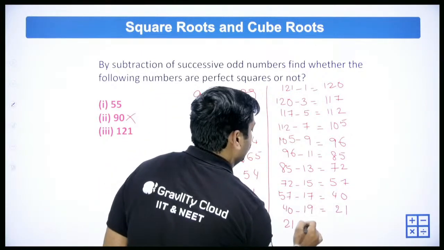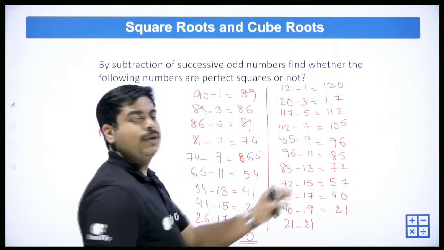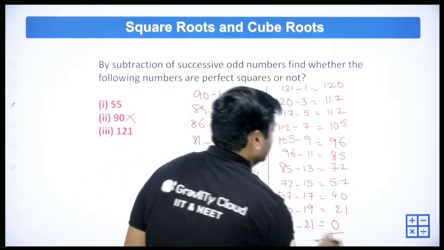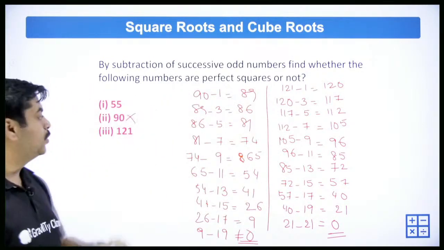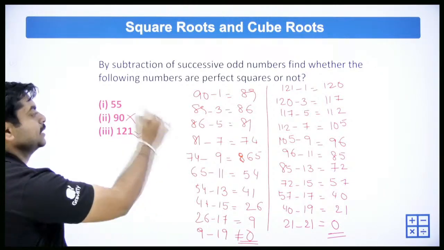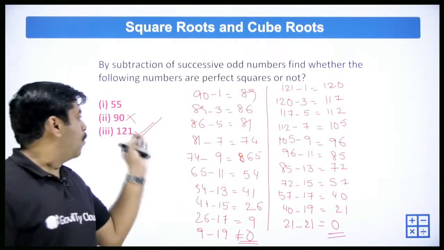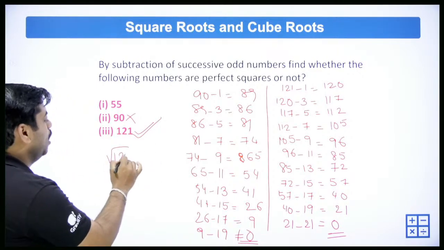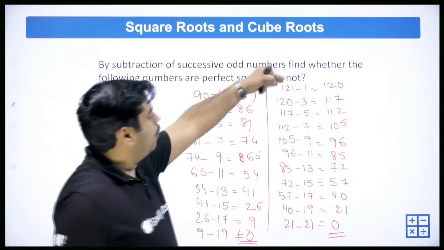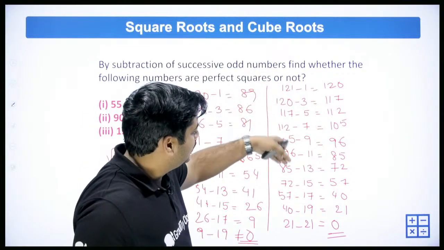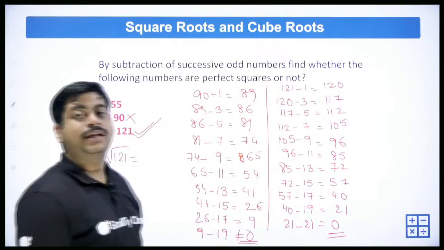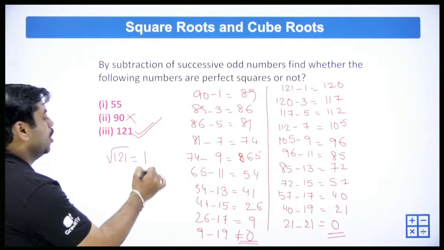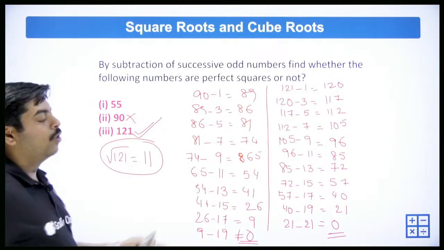21 minus the next odd number, 21. 21 minus 21 is 0. That is exactly the correct answer. So we can say that 121 is a perfect square. 121 is a 3-digit number and root 121 is equal to 11, so we need to have 11 steps, for a 3-digit number only.